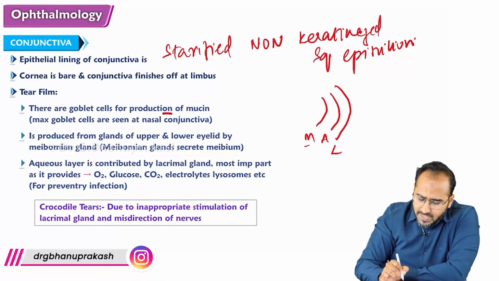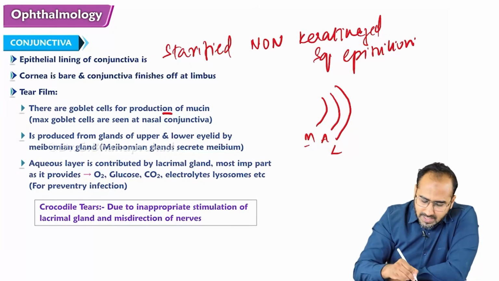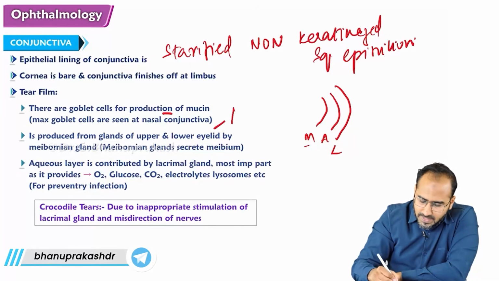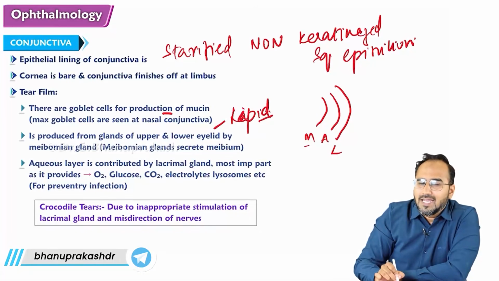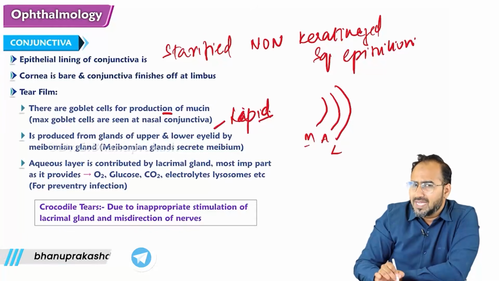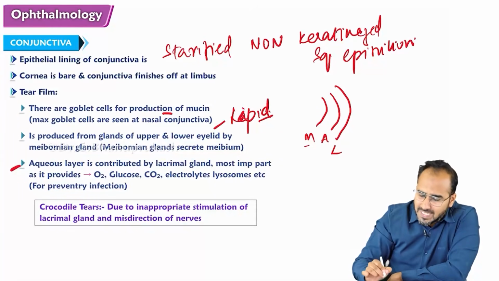I told you the tear film is formed by three layers: the lipid, aqueous and the mucin layer, right? The lipid layer is formed by the upper and the lower eyelid glands, which are called meibomian glands. Second is the aqueous layer. The aqueous layer is formed by the lacrimal gland.